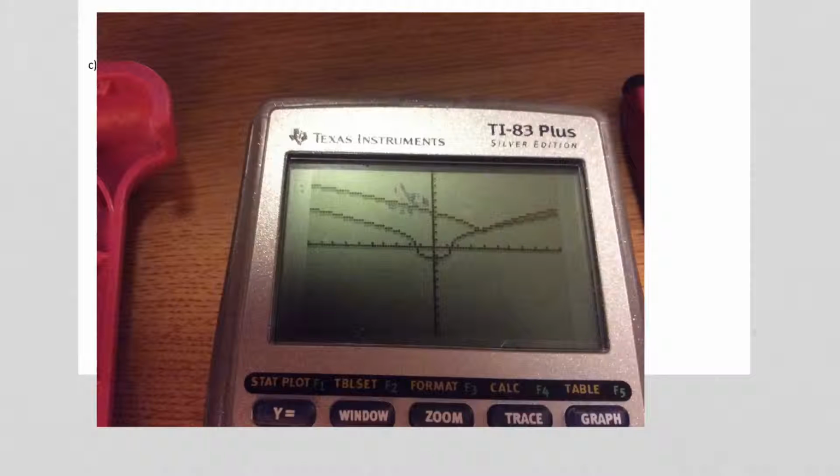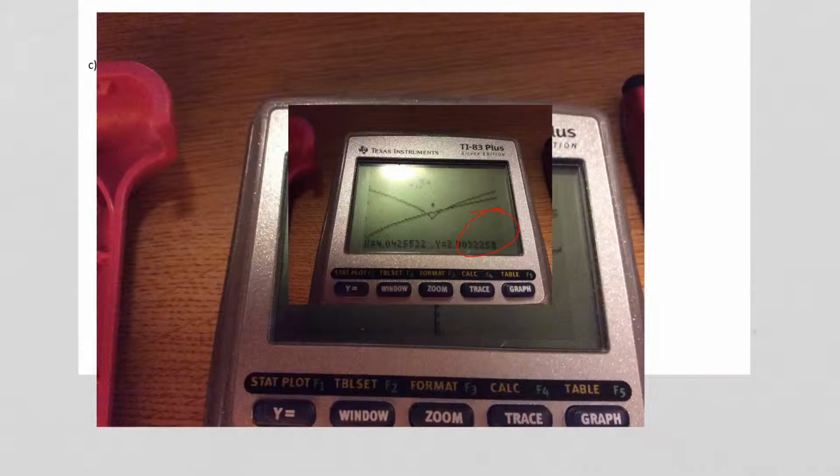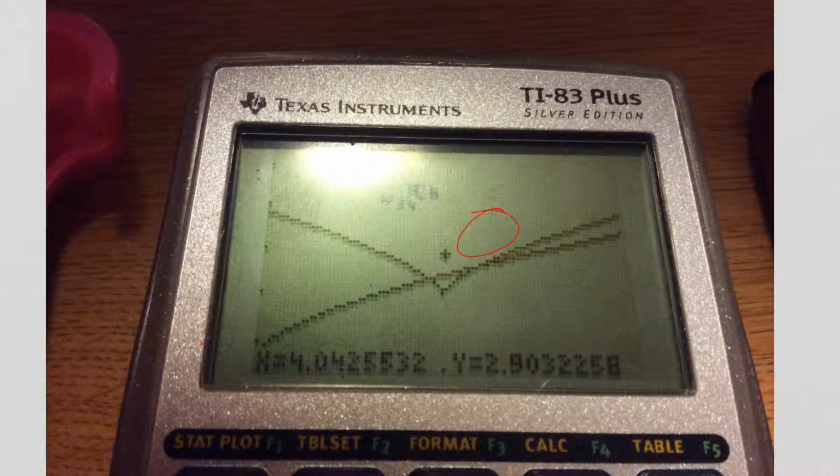But notice, I kind of lied a little bit. That's what it looks like when you have a standard window, and then we want to zoom in on that part. And when you do so, it looks like this. And we can see those intersection points a little bit better. We want to find that one right there, and that one right there.